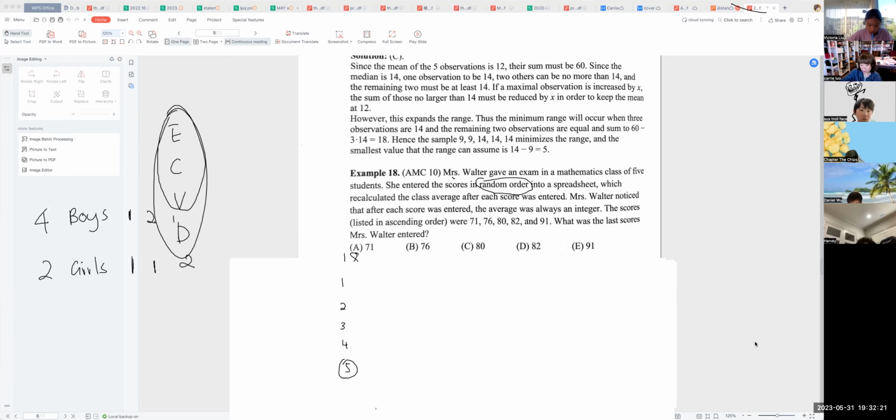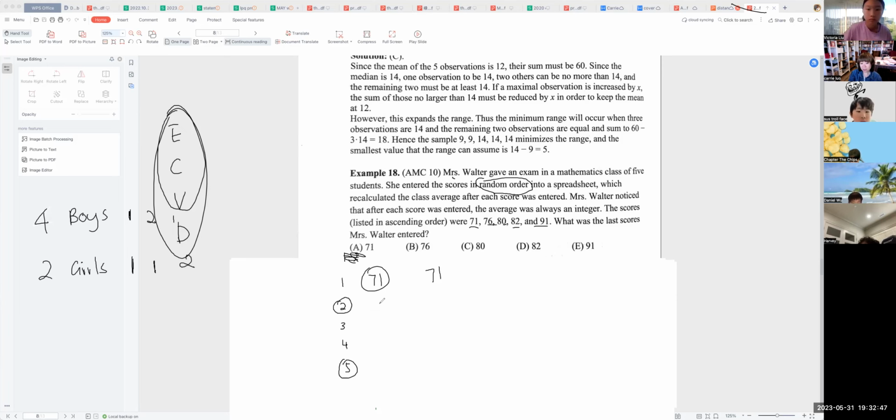Okay, let's take a look at this one, okay? So this question, the answer is actually very obvious. So let's take a look at this one. Boys and girls, since we have all together 1, 2, 3, 4, 5. So the first number you put in, of course, the average will be just that number itself, right? So 71, for instance, the average will be 71.